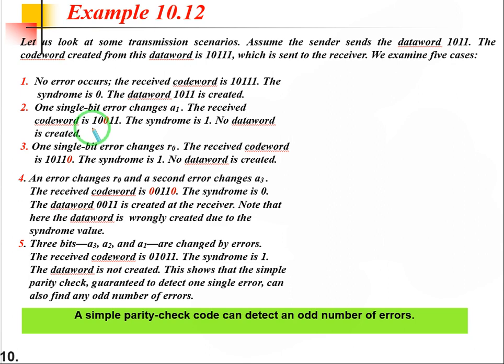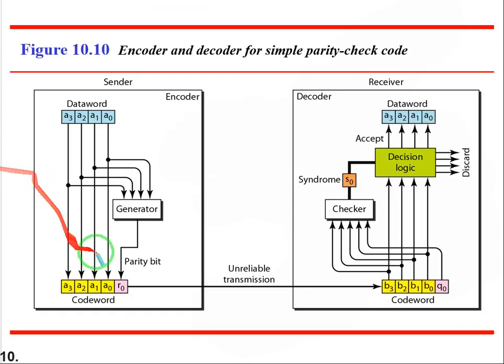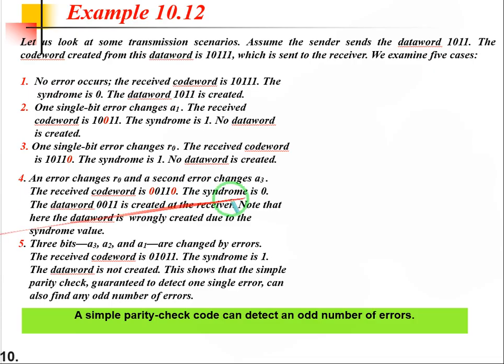Okay, coming to the third one. One single bit error changes. Now this bit is going to be changed. The receiver code word is 10110. So again, the syndrome is 1 because there is a bit error detection. So no data word is created because the code word is corrupted. That's why no data word will be created.